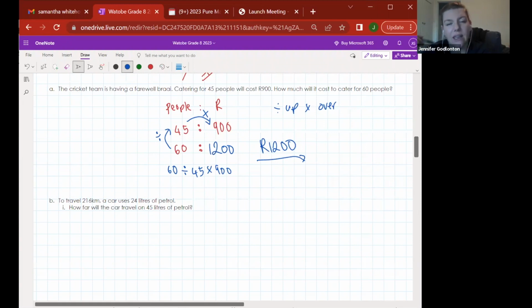So again, I want you to think, if I travel further, so the longer I travel, will I need more petrol? If your answer to that is yes, then it's direct. If your answer to that is no, then it is inverse. If I travel more, will I need more petrol? Whenever you get these questions, that is the very first question you ask yourself. Are both going up, or is one going down, one going up? And then I want you to give this question a go and see if you can answer it for me.